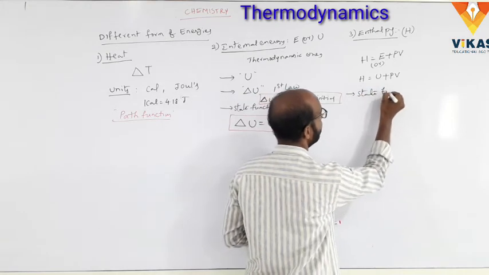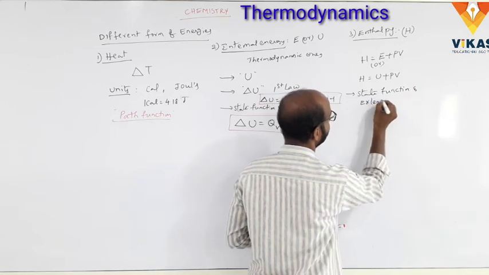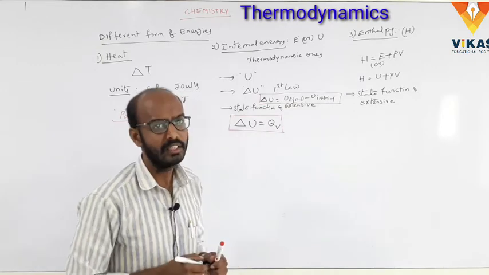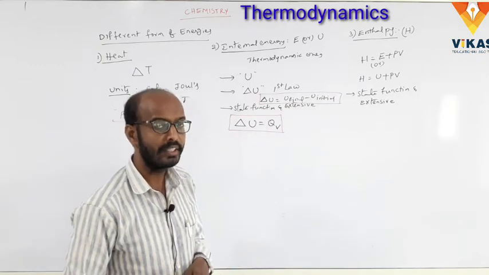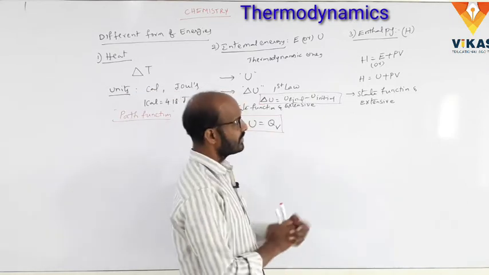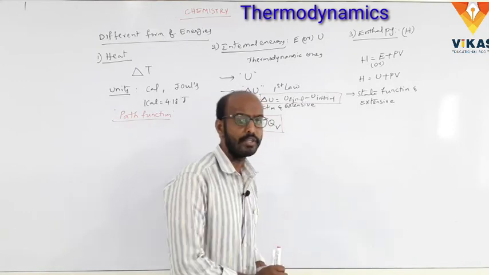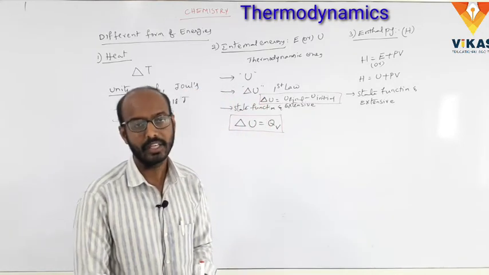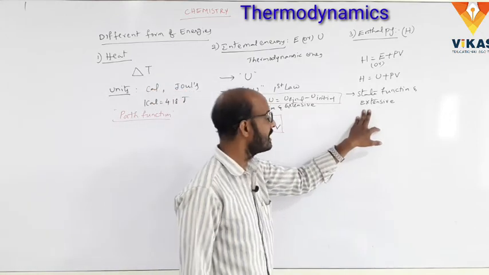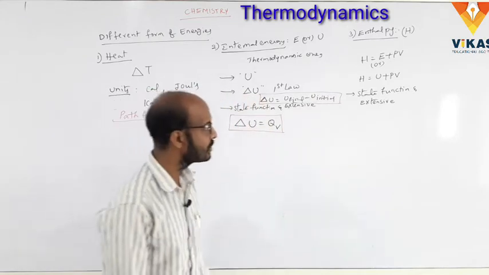Enthalpy is a state function and an extensive property. Why is it called a state function? Because enthalpy depends upon the initial and final state of the system. And why is it called an extensive property? Because enthalpy depends upon the total amount of the substance. Finally, enthalpy is a state function and an extensive property.